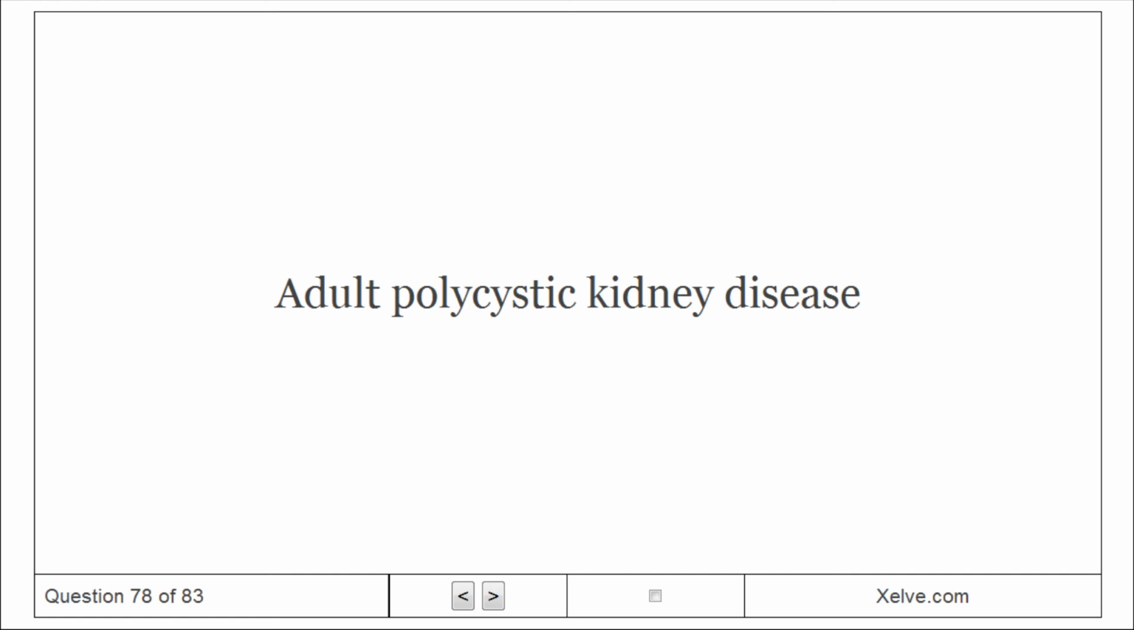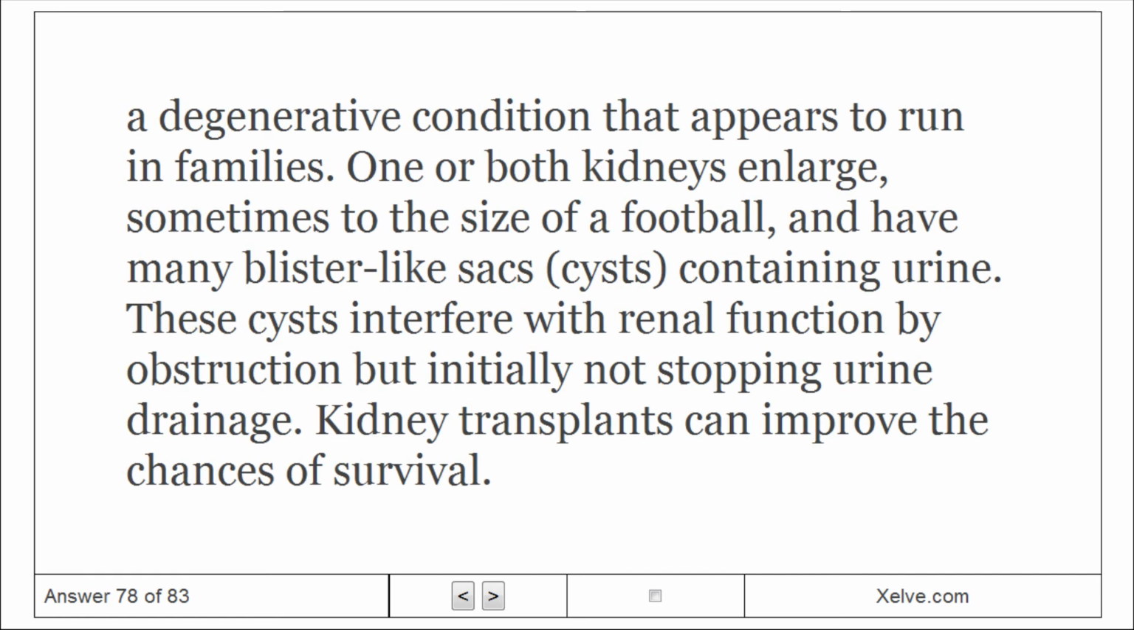Adult polycystic kidney disease. A degenerative condition that appears to run in families. One or both kidneys enlarge, sometimes to the size of a football, and have many blister-like sacs, cysts, containing urine. These cysts interfere with renal function by obstruction, but initially do not stop urine drainage. Kidney transplants can improve the chances of survival.